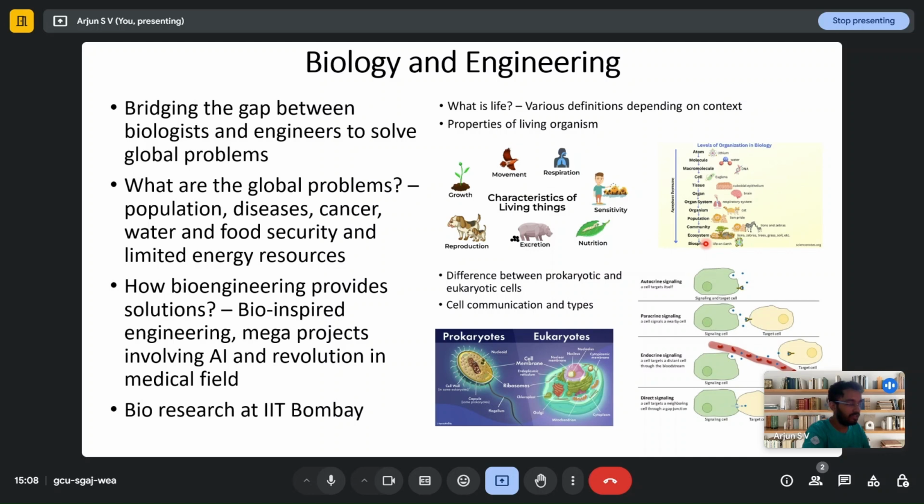And in the end, we also saw more about cell communication, wherein we discussed growth, division, and death. And then we saw more about cell signaling, which is divided into four types: autocrine signaling, paracrine signaling, endocrine signaling, as well as direct signaling.